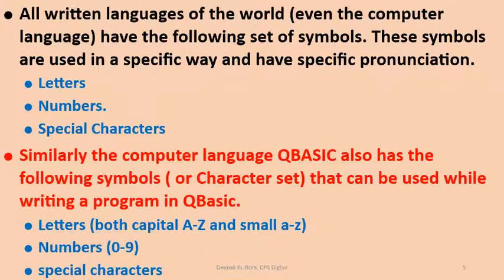If you take any language of the world like, say, English, then you will find these three sets of specific symbols: letters A to Z, numbers 0 to 9, and special characters like comma, apostrophe, full stop, etc.